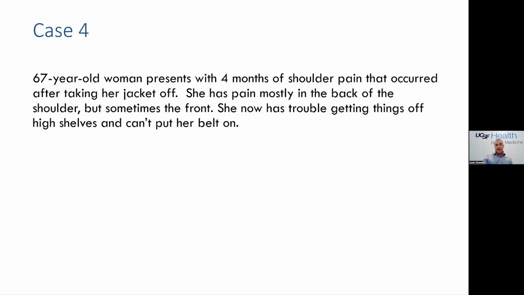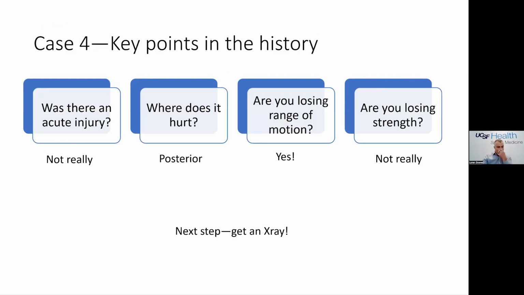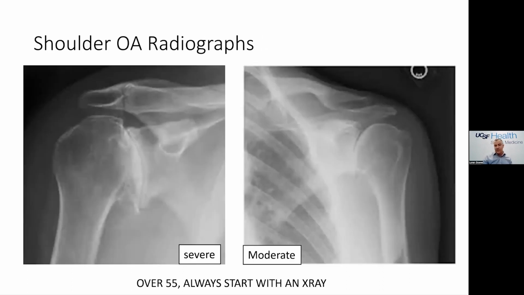Okay, so same case, but she's a little bit older now, 67, with 4 months of shoulder pain that occurred after taking her jacket off. Pain is mostly in the back of the shoulder, sometimes in the front. She has trouble getting things off high shelves and can't put her belt on. This is the exact same story, and this is why we get x-rays, especially as patients get older. This is her x-ray.